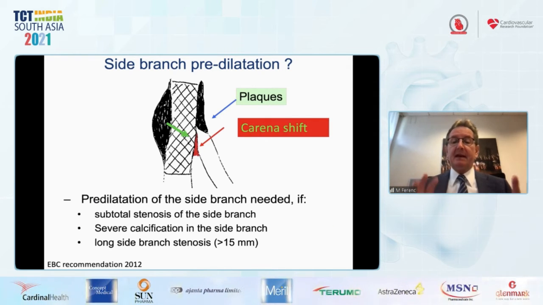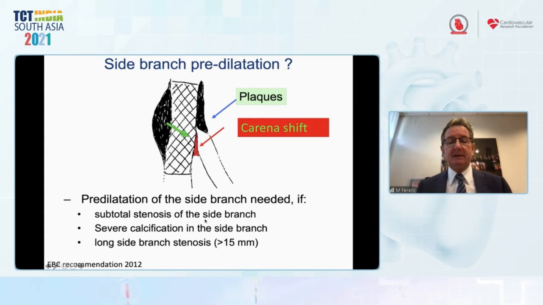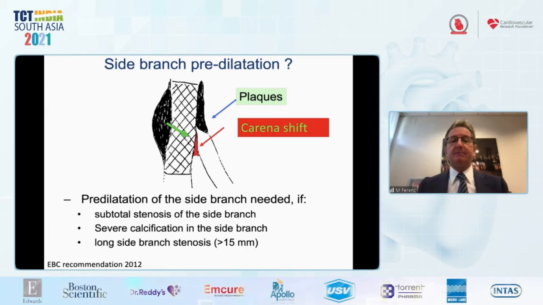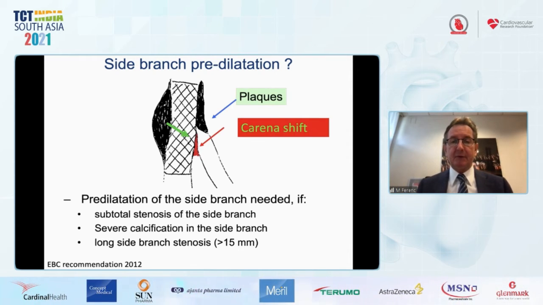But in daily routine, there are a few cases with a really subtotal stenosis of the side branch, in combination with calcification. And if the side branch lesion is longer than 10-15 millimeters, then we have to consider performing predilatation. And of course, if we perform predilatation in such complex scenarios, we probably need to start with a double stenting approach.